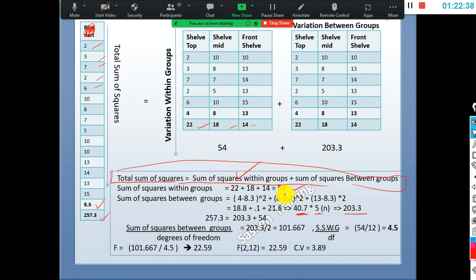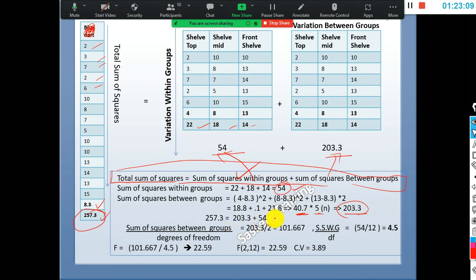So you got the value for sum of squares within groups, which is nothing but 54. Sum of squares between groups, you got 203.3. If you add these two, you will get the total sum of squares. It should match with this value, 257.3: 203.3 plus 54. The sum of squares within groups I already did, and sum of squares between groups we have computed like this, 203.3. And why should I multiply this by 5? Yes, that is the formula.